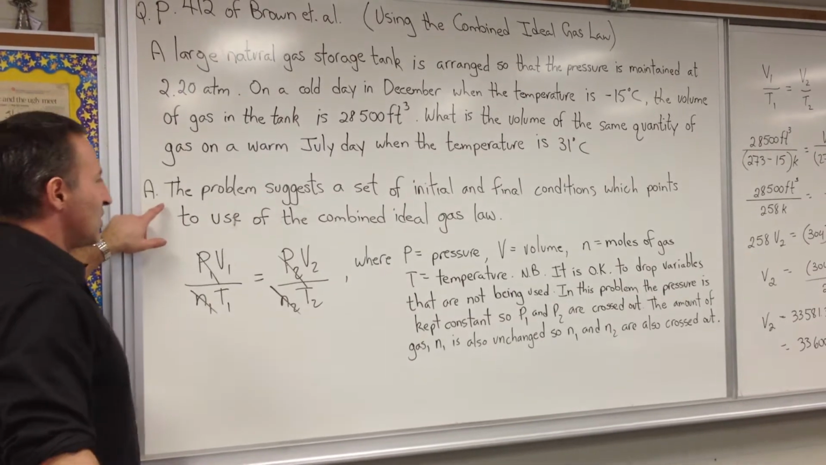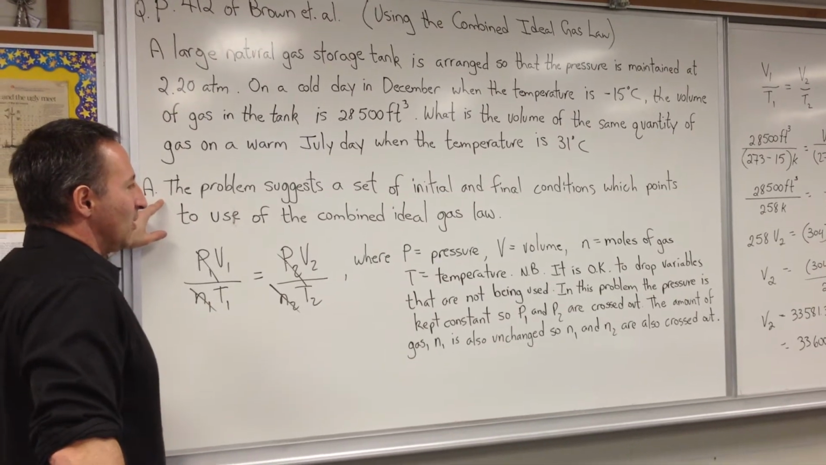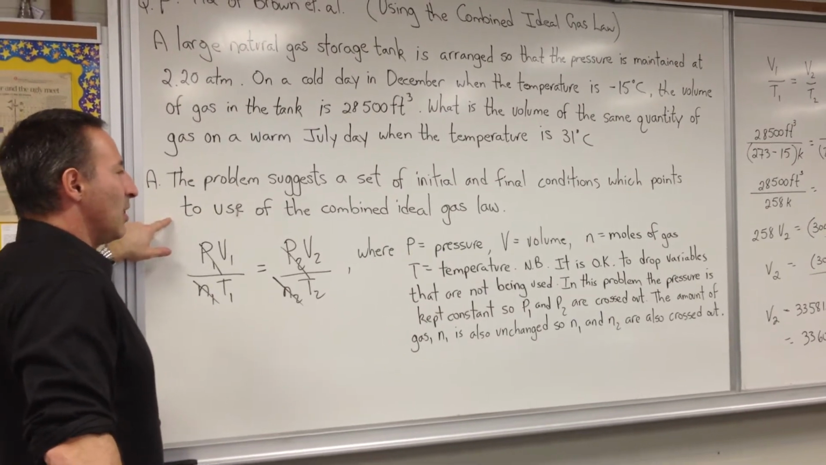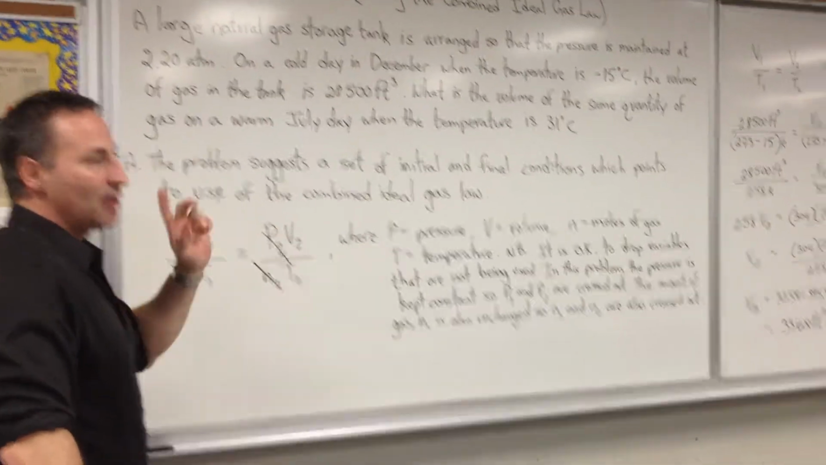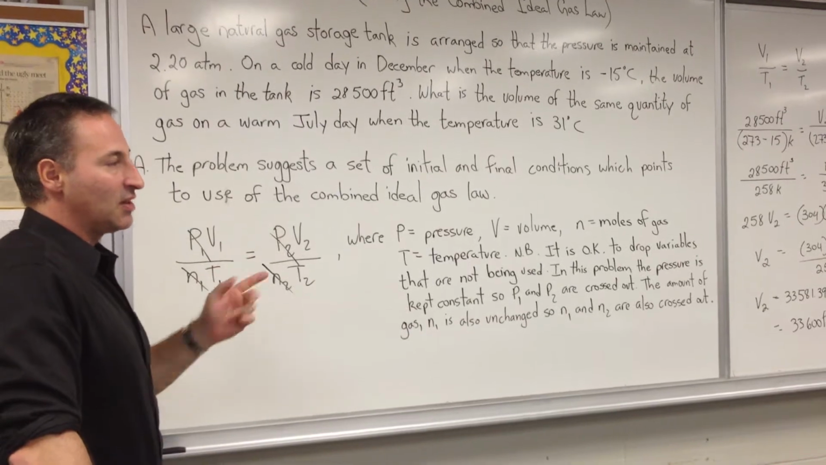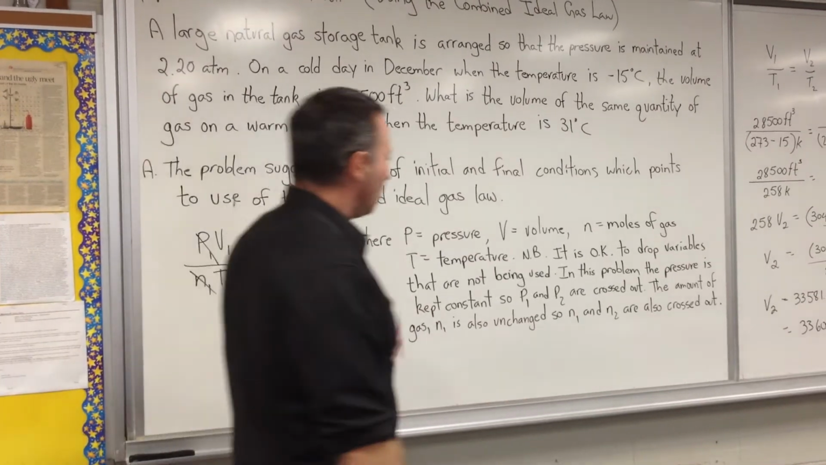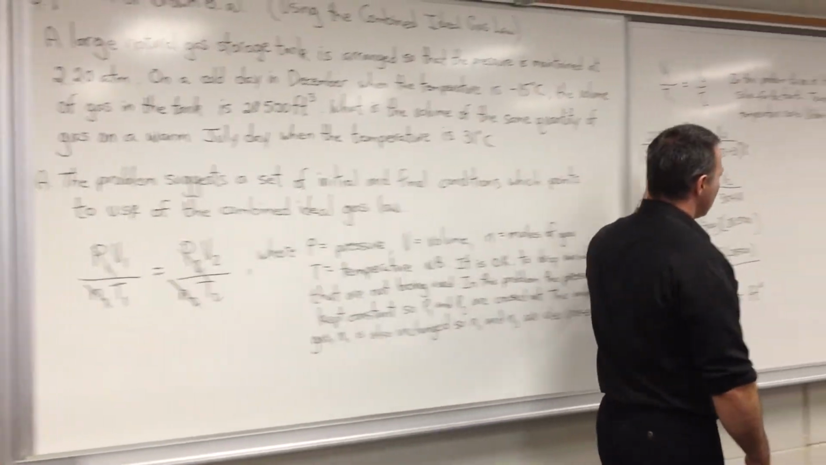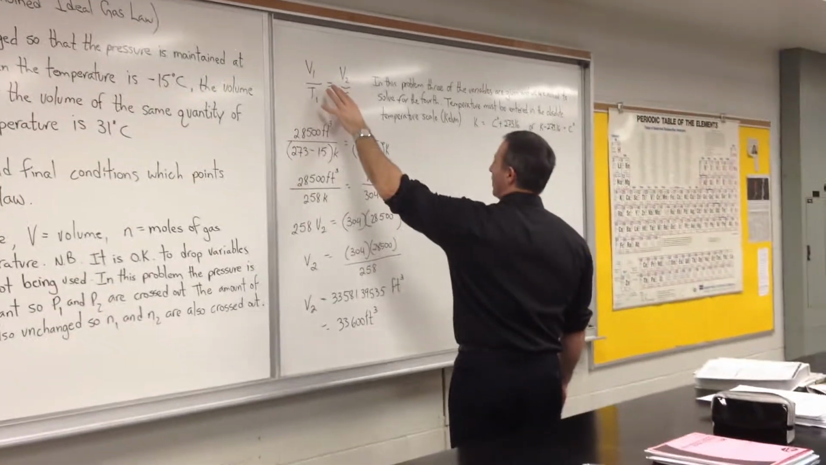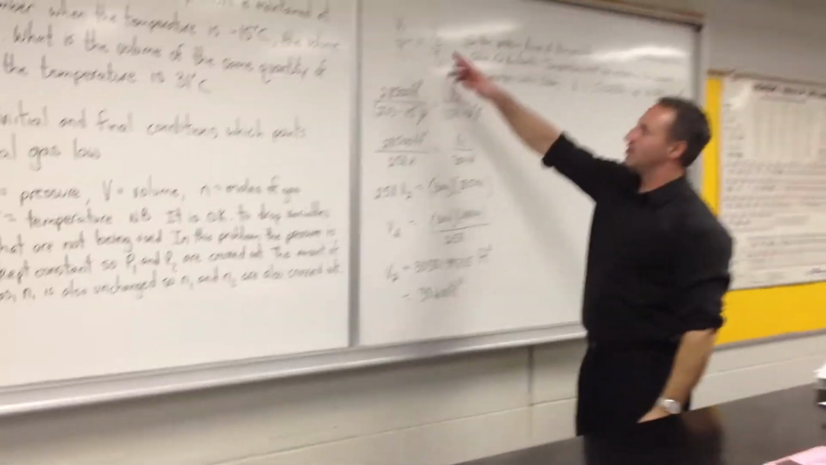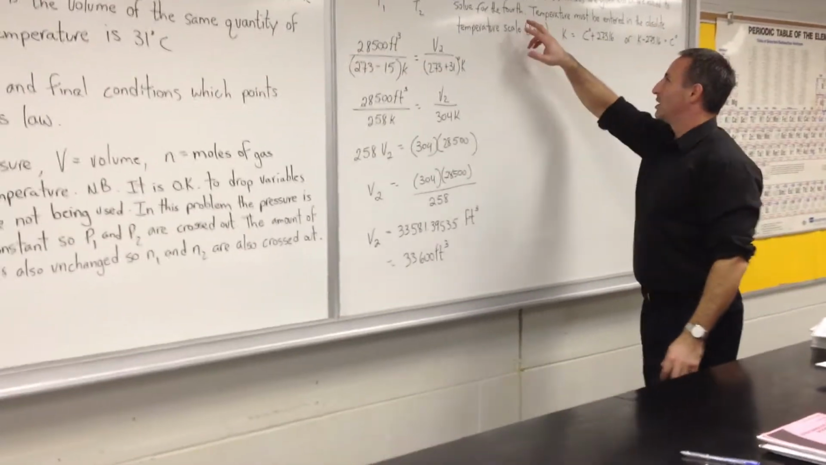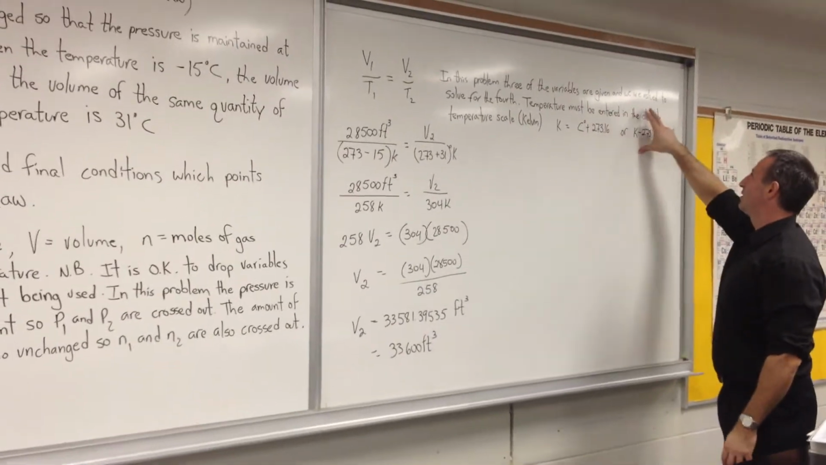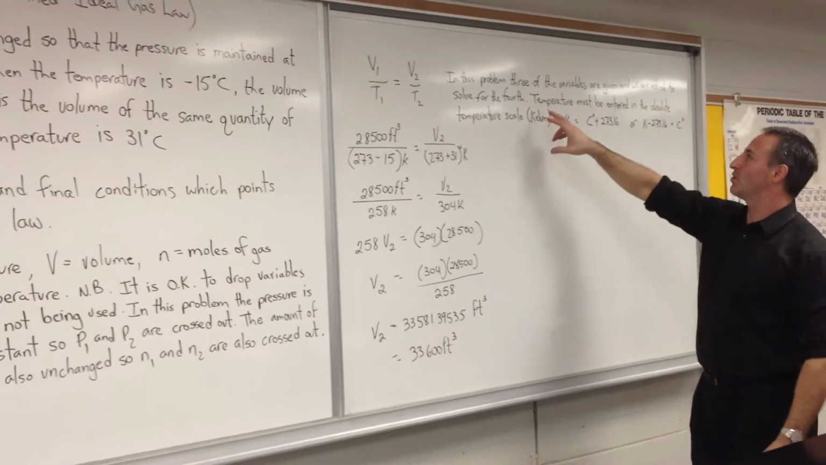So the problem suggests a set of initial and final conditions, which points to the use of the combined ideal gas law. Initial conditions, final conditions. When you have only one set of conditions, you use PV equals nRT. We've canceled the variables that appear on both sides of the equation, so the equation basically reduces to V1 over T1 is equal to V2 over T2. Because in this problem, three of the variables are given, and we are asked to solve for the fourth.